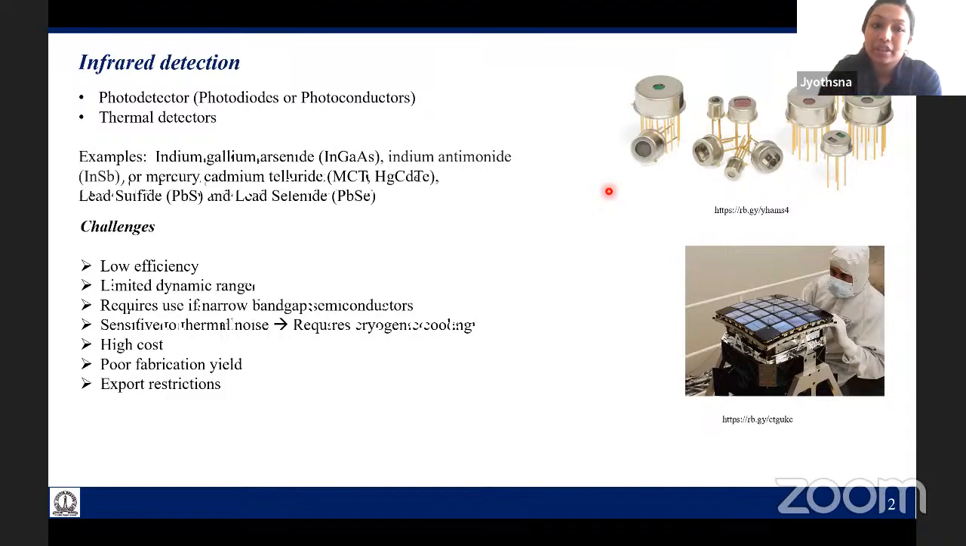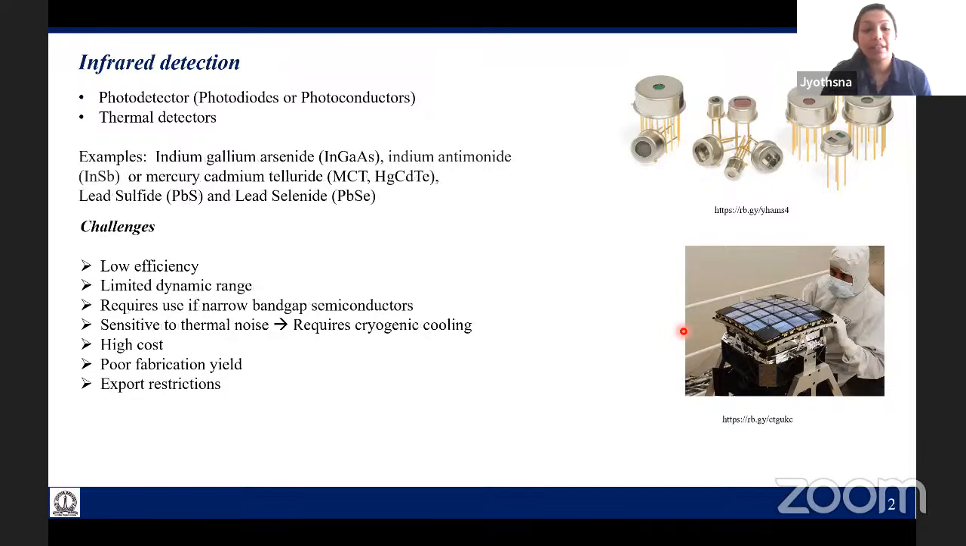But there are certain challenges associated with the existing infrared detectors, which include low efficiency and limited dynamic range. Most of this infrared radiation has lower energy, thereby requiring narrow bandgap semiconductors. Some of them are sensitive to thermal noise, and for this we have to use an additional cryogenic cooling system, which makes the actual detection system bulky and costlier. You can see the image of a focal plane array, which is bulky, making it highly costly, and some of them have export restrictions as well.